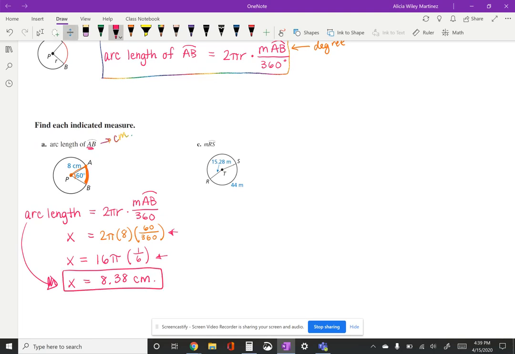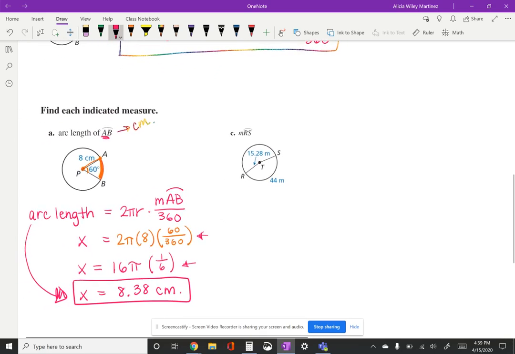Okay. In this next example, it's a little bit different because they are asking us for the measure of RS. Information from the picture that you can see from T to R, they give us a length of 15.28, so that means that that is our value of r. The other value that they have given us is the length from R to S. And notice it's not degrees, it's in units of measure like meters. So that means that this is an arc length. And this is a radius.